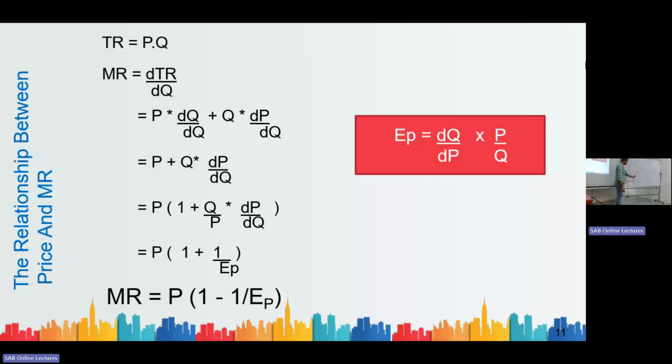So this downward sloping demand curve has different point price elasticities. At the midpoint, it's 1. At the point where the demand curve cuts the price axis, it's infinity. At the point where the demand curve cuts the quantity axis, it's 0.